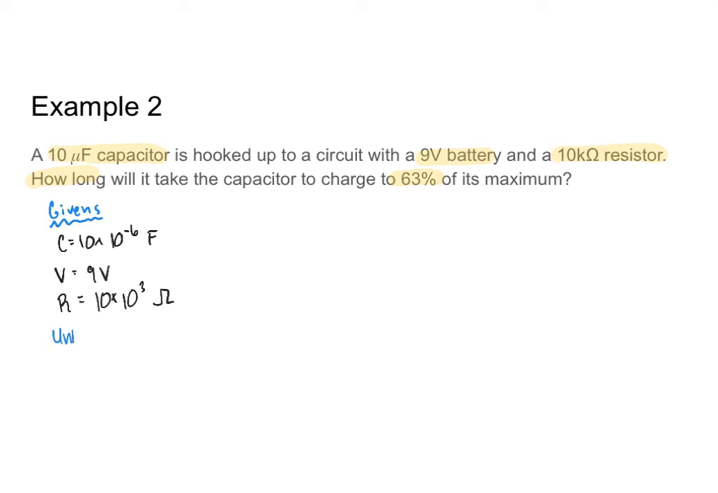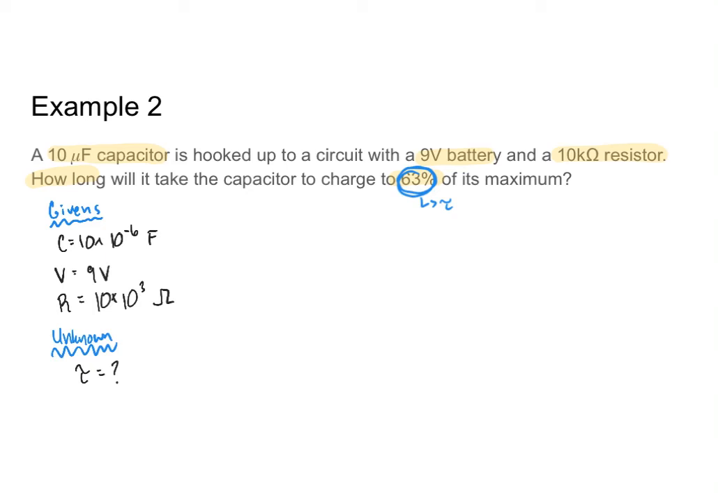Now I need to find my unknown, and my unknown is a little bit sneaky here. I know I'm trying to find a time, and I want to find the time it takes the capacitor to charge to 63% of its maximum. That 63% tells me that my unknown is my time constant tau. Because again, by definition, the time constant is the time that it takes my capacitor to charge to 63% of its maximum voltage.